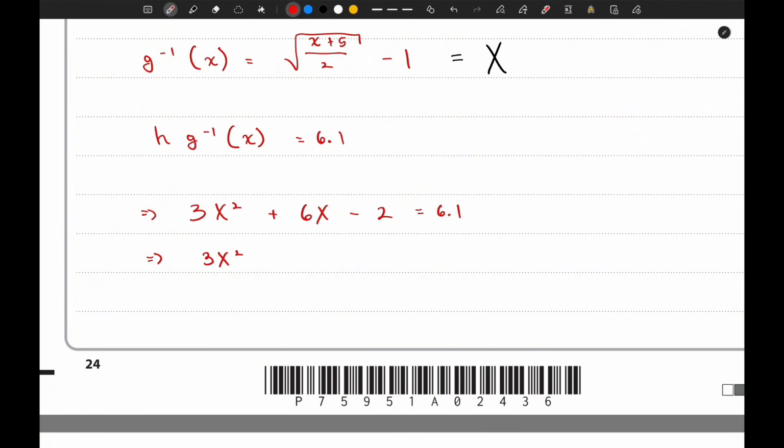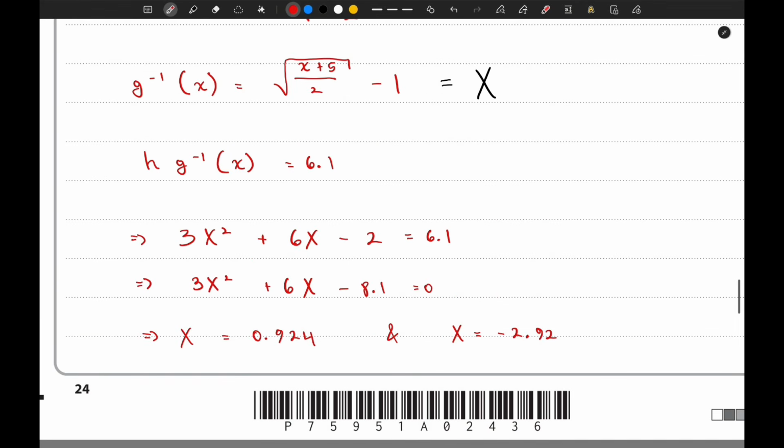So from this we can calculate the value of x. Rearranging, we get 3x² + 6x - 8.1 equals 0. So we have x as 0.924. One of the values is 0.924, and the other value is negative 2.9.